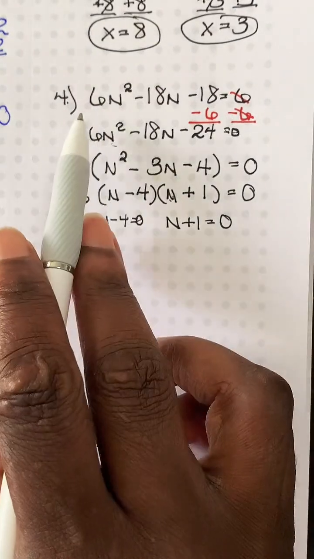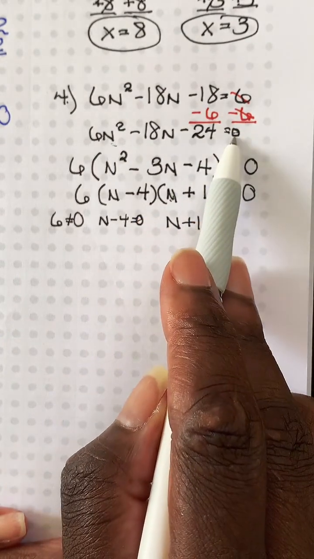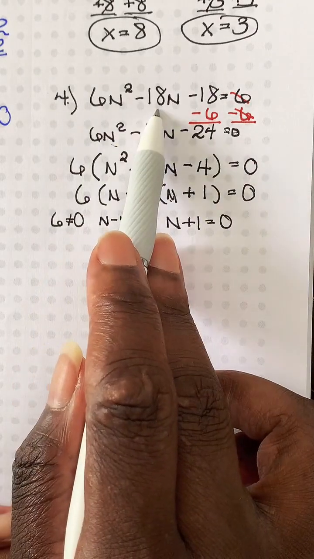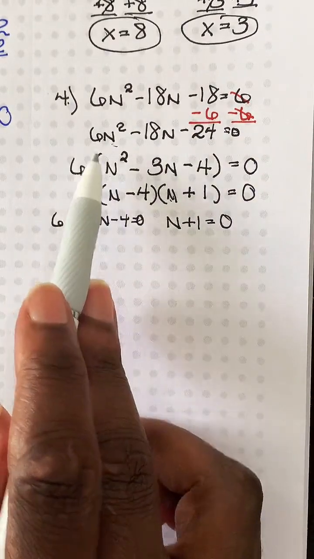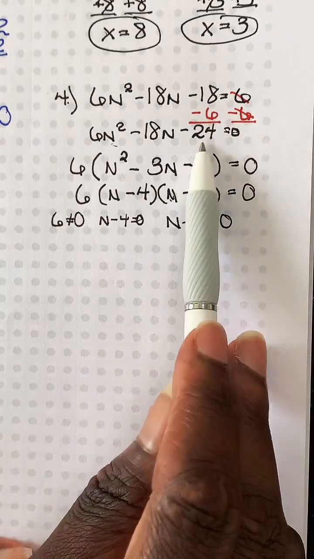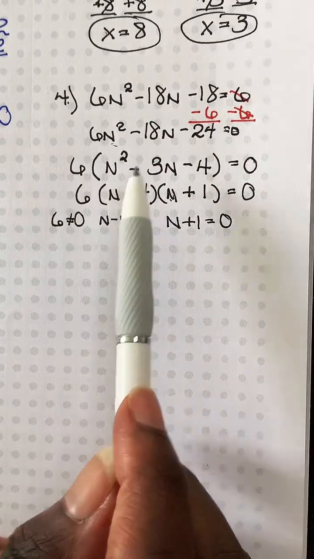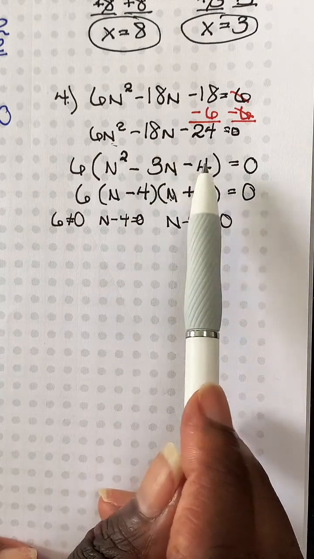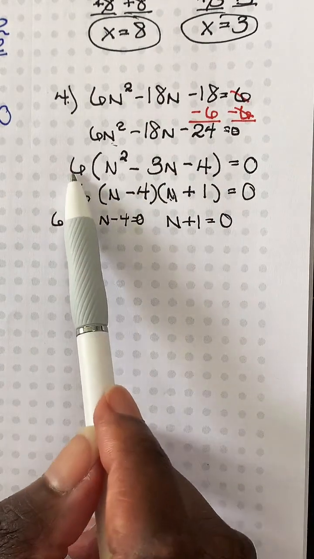So, first thing, 6, we have to move this 6 over with the 18 so it can equal 0. Then we have 6n squared minus 18n minus 18n. So that means after I do the -18 and -6, I get -24. Then I have to factor out my 6. So when I factor out my 6, I have my n squared plus 18n, and then your minus 4.